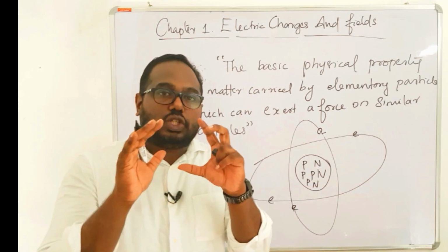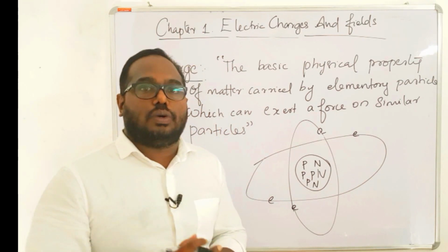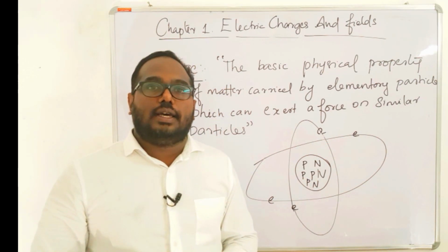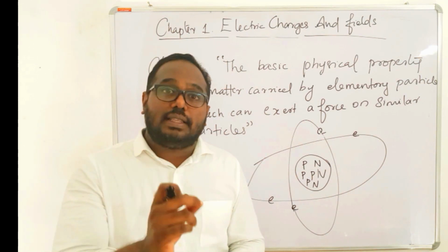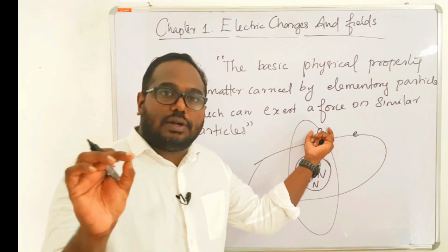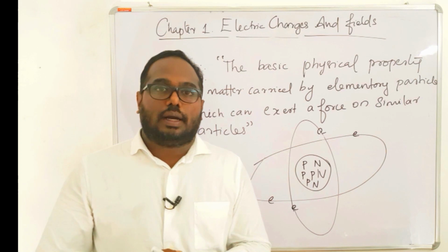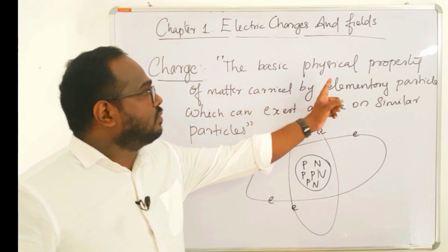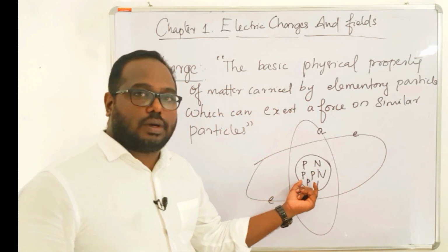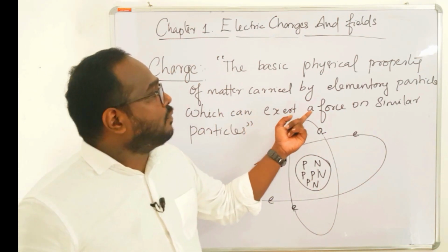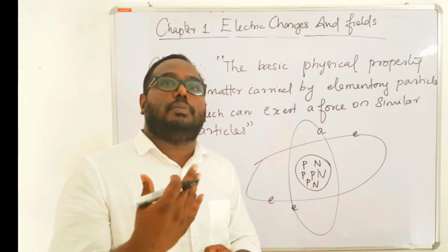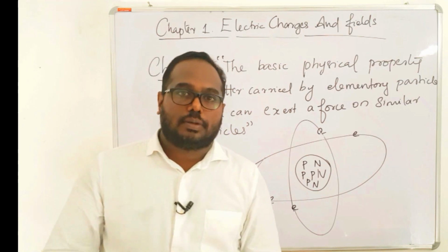So atom, the net charge of an atom, net charge is 0. That is equal number of electrons and equal number of protons. Protons are positively charged. Electrons are negatively charged. Both having the same magnitude and opposite sign. Conventionally, we consider electron as negative charge and proton as positive charge. Clear? The definition is clear to you now, right? The basic physical property of matter carried by elementary particles, that is electrons and protons, which can exert a force on similar particle. These electrons and protons can exert force, right, on similar particle, other electrons and protons. This is the complete definition of charge.